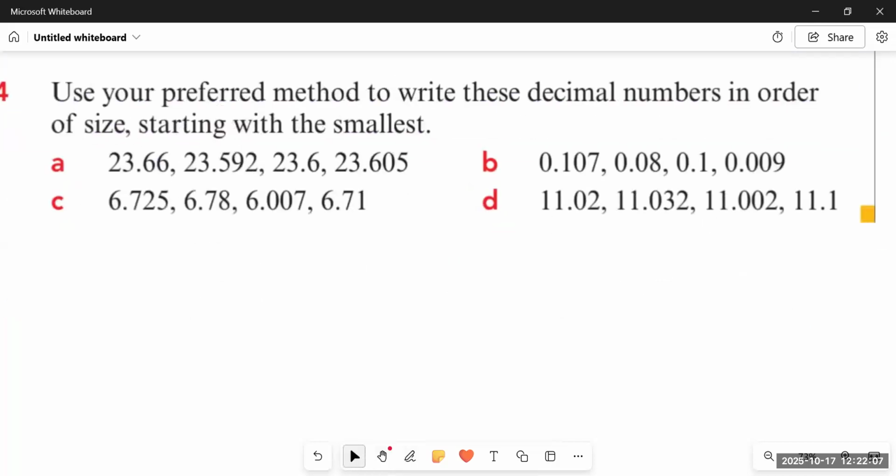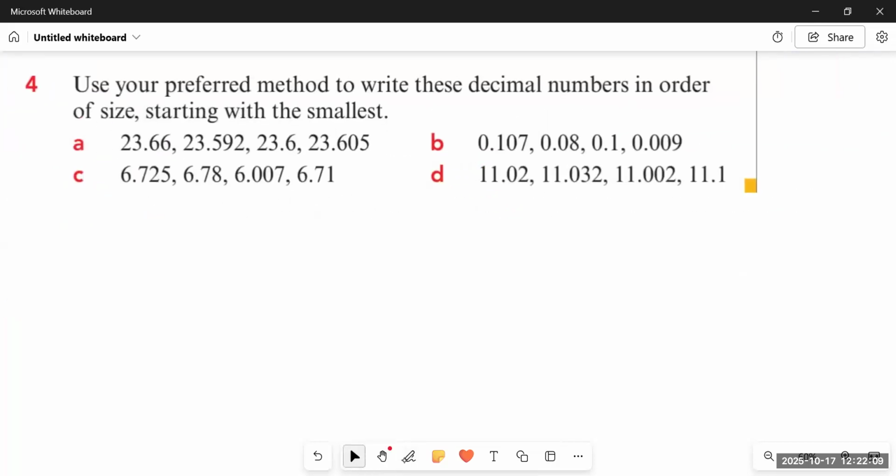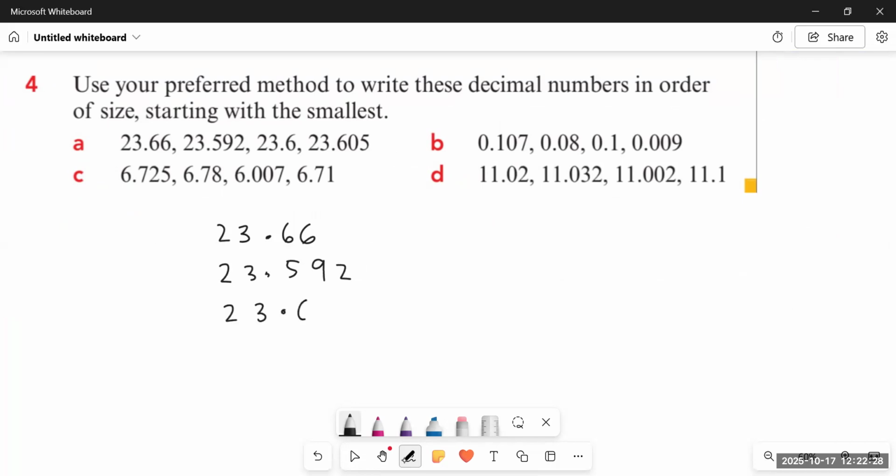So here in the next question, we have to use the preferred method to write these decimal numbers in order of size, starting with the smallest. In the first one, we have 23 in all of them, so we will write them down like this: 23.66, 23.592, 23.6, 23.605. So in the first place, what are we supposed to do?